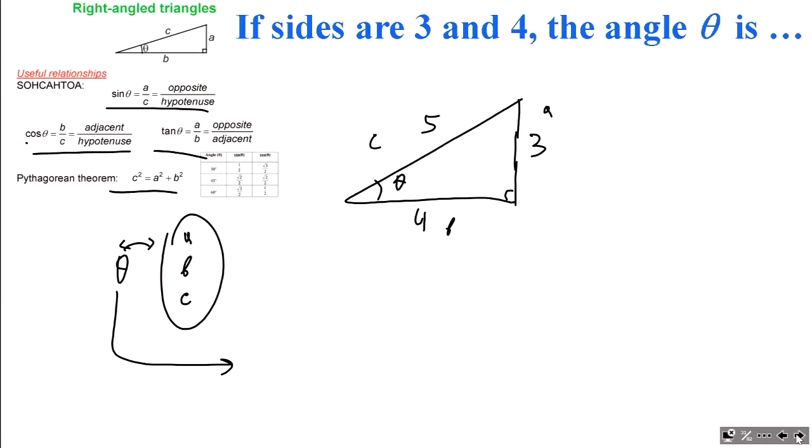Cosine. All right. So cosine of this angle should be equal to, according to this equation, the ratio of B over C. In numbers, well, you know what?